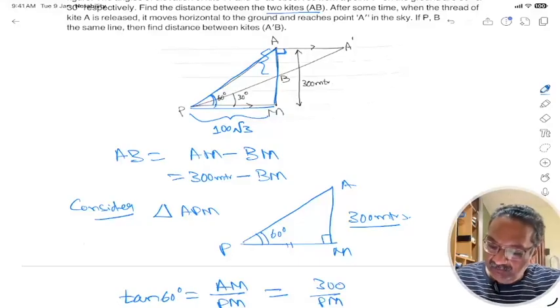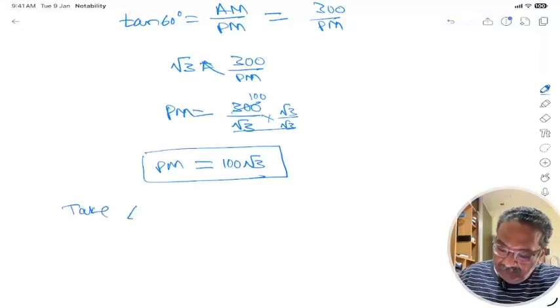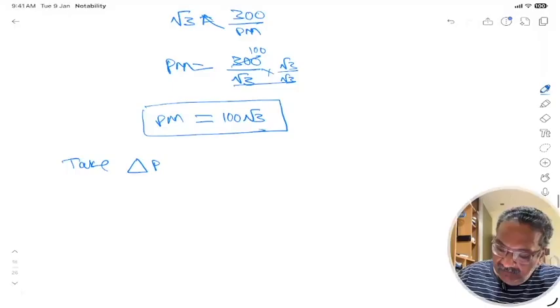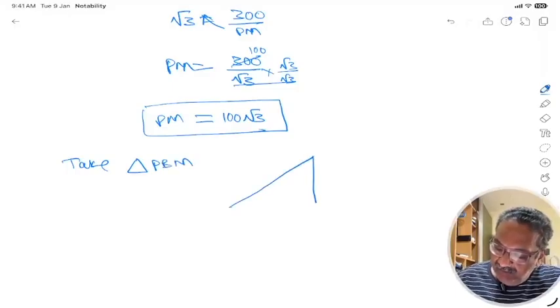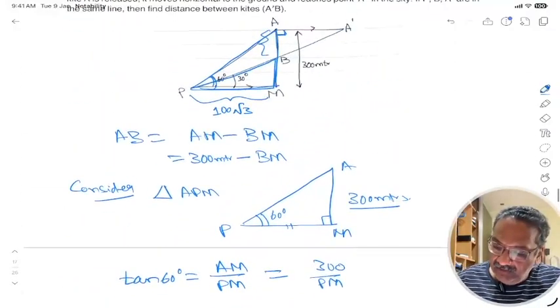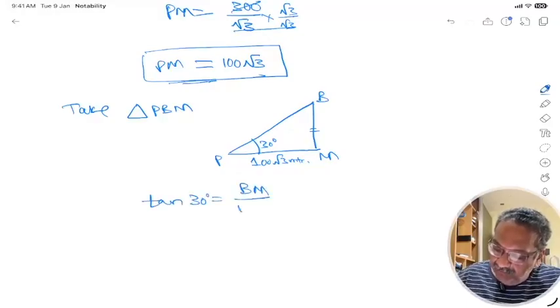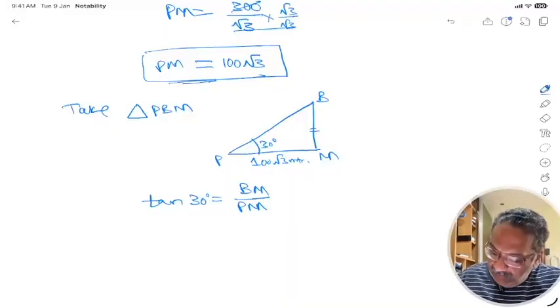Okay, now I need BM. So now what I will do is I will consider this triangle now. So in this triangle, take triangle PBM. What do I know here? PM I know to be 100 root 3 meters, which we found earlier. Another thing I know is this angle is 30 degrees. So this is the opposite side. Now tan of 30 degree will be opposite by adjacent. So what is the value of tan of 30 degree? 1 by root 3. So 1 by root 3 is equal to BM by 100 root 3.